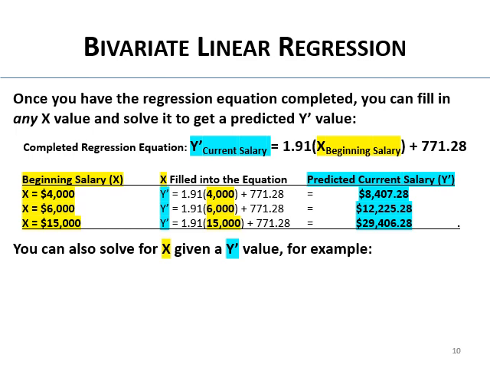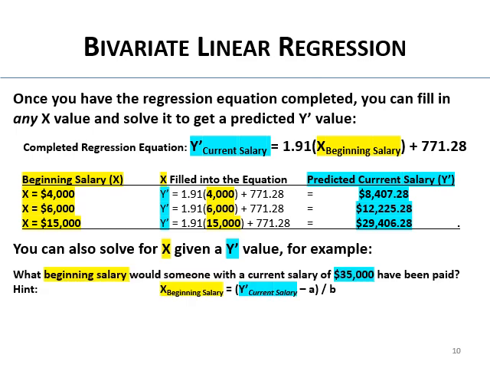So you can also go backwards. You can solve for an X given what someone's predicted salary is. So it's just a little bit of algebra. So the formula flipped around for predicting someone's beginning salary based on what we thought they currently earn is just their current salary minus A, and then that thing's divided by B. That gives you their beginning salary. It's just flipping around the equation.